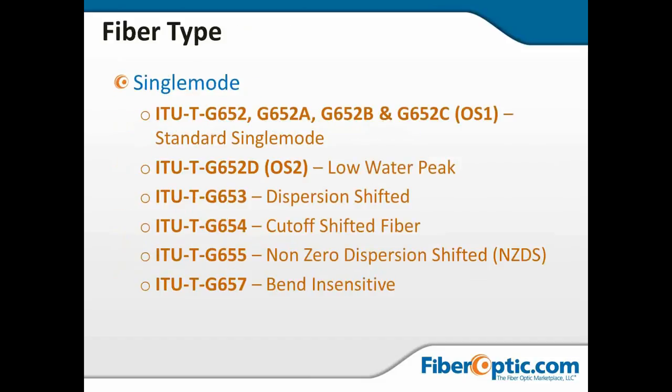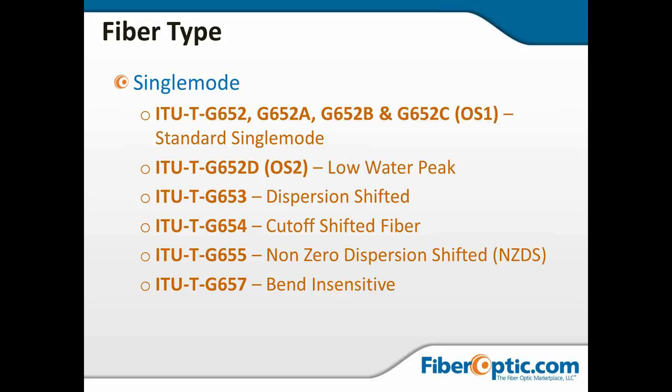So some of the fiber types here, we've got the ITU-T G.652 family of fibers. These are all considered OS1: 652, 652A, B, and C. Pretty much standard single mode fiber. Then we get into the 652D low water peak, and that's classified as OS2.